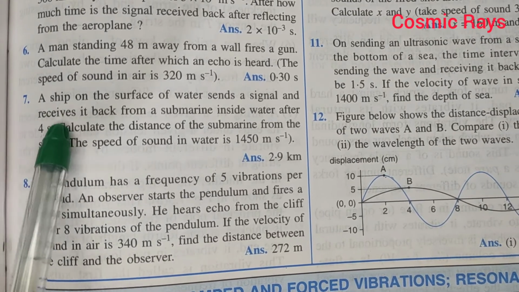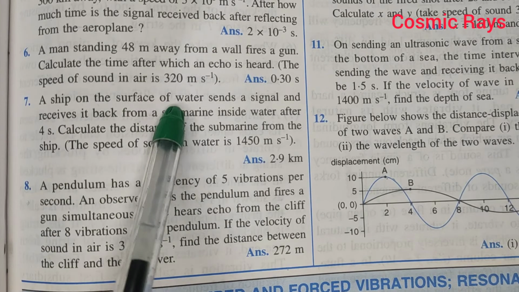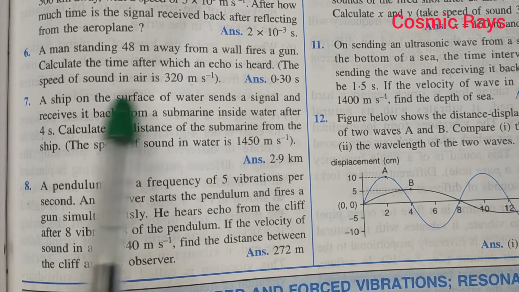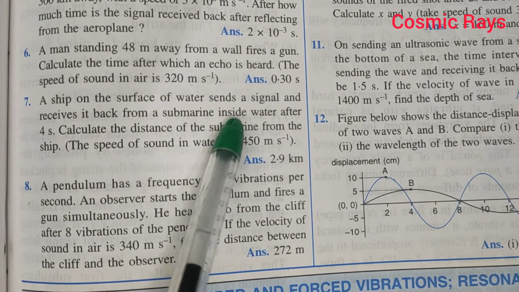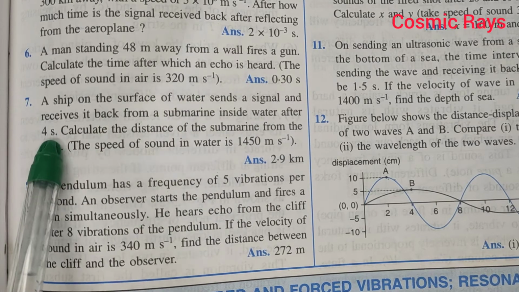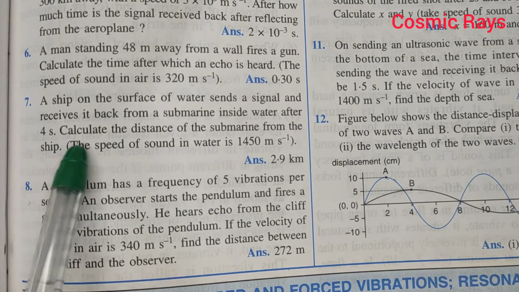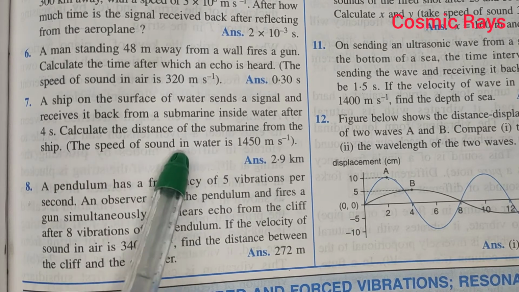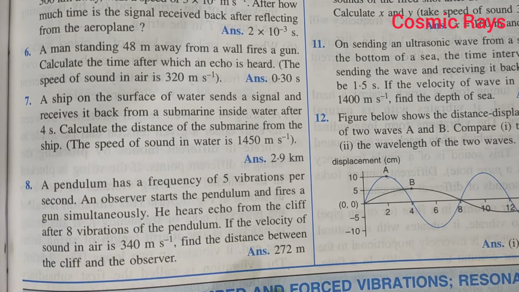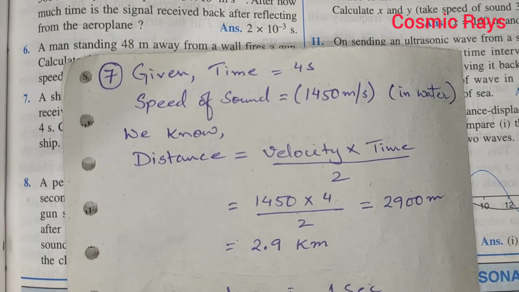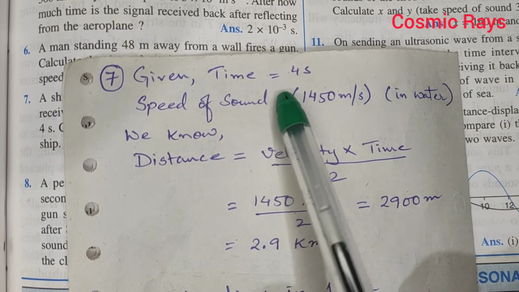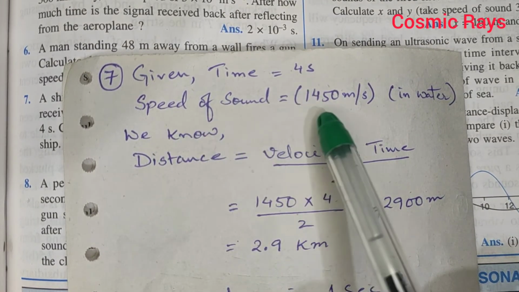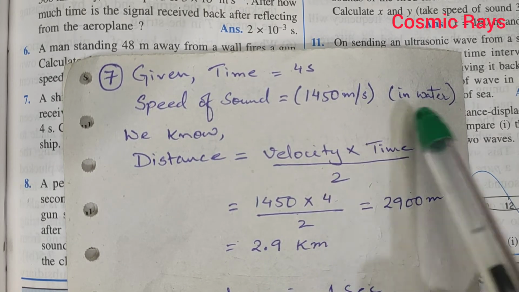It says a ship on the surface of water sends a signal and receives it back from a submarine inside the water after 4 seconds. So this is the time given to us. We have to calculate the distance of the submarine from the ship when the speed of sound in water is 1450 meters per second. So here time is given to us, that is 4 seconds. Speed of sound is 1450 meters per second in water.